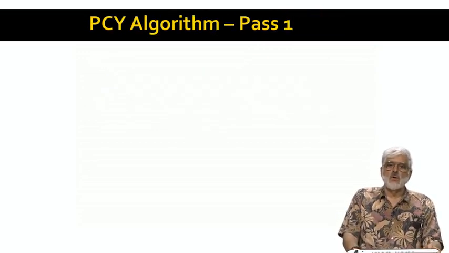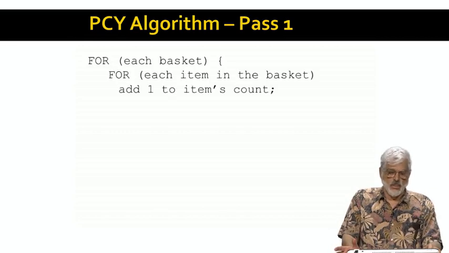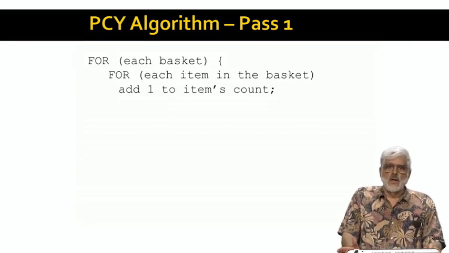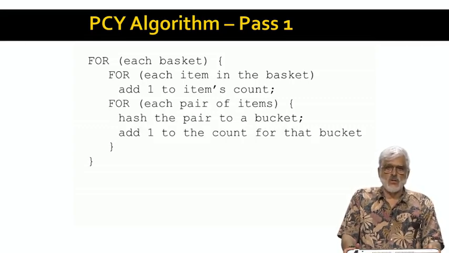So here's the pseudocode for the first pass of the PCY algorithm. We read each basket once, as we would on any pass of any algorithm. We look at each item in the basket and add 1 to its count. That, of course, is just what a priori does. The additional work on the first pass of PCY is we have to look at each pair of items and hash the pair to some bucket and increment the count for that bucket.